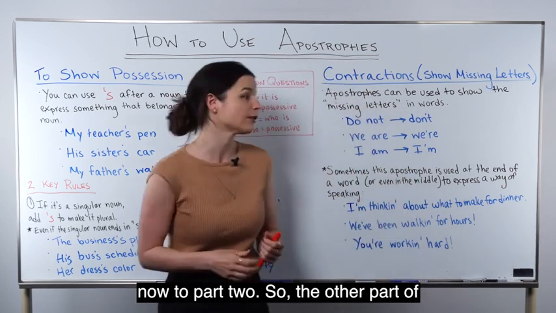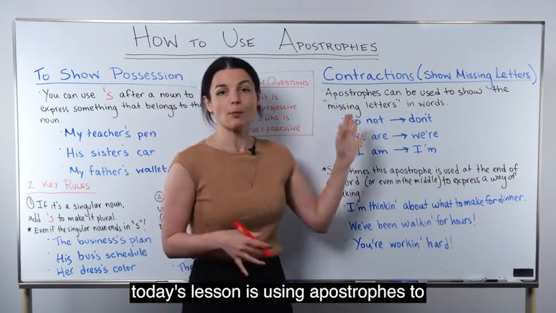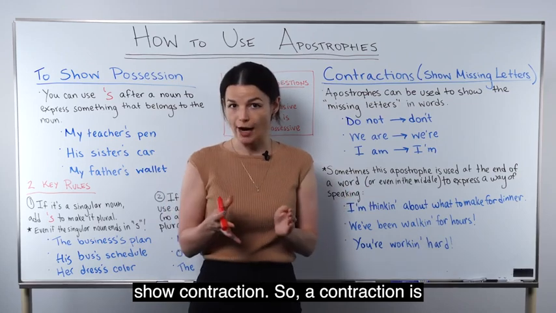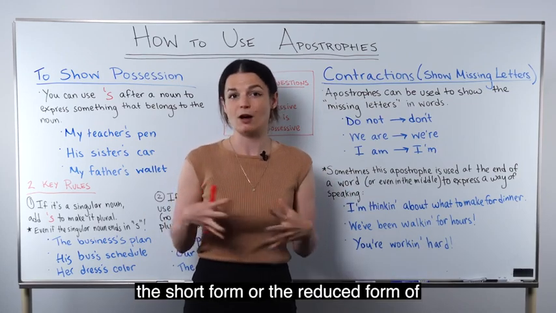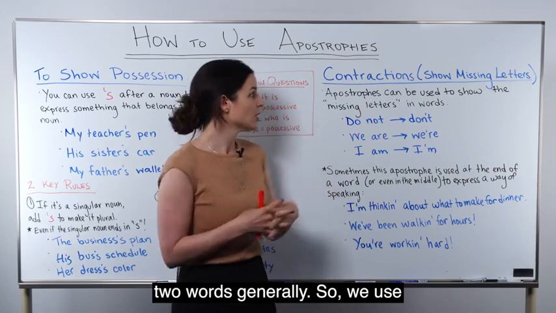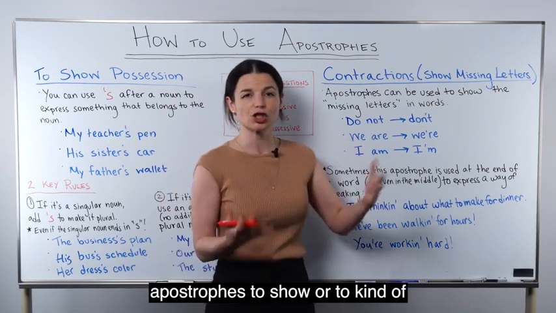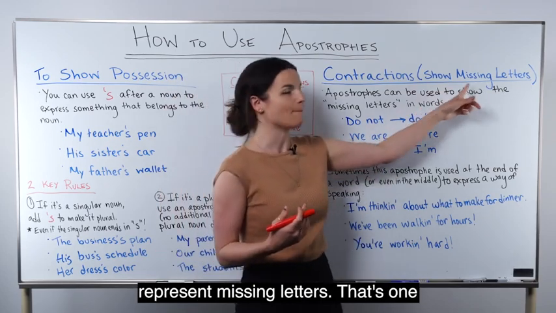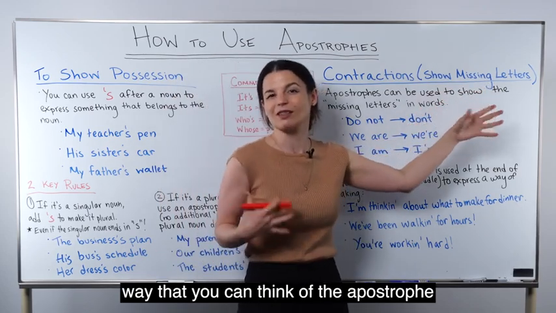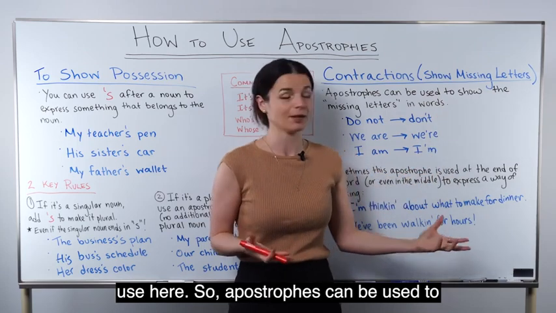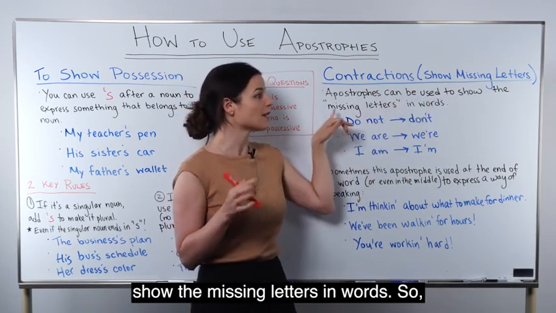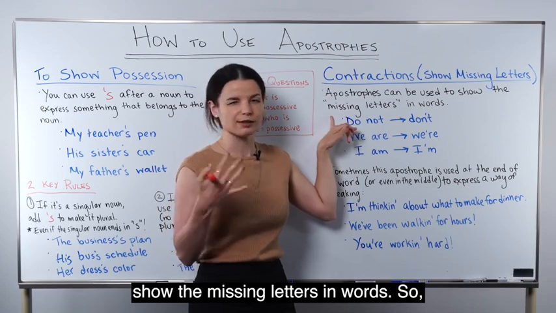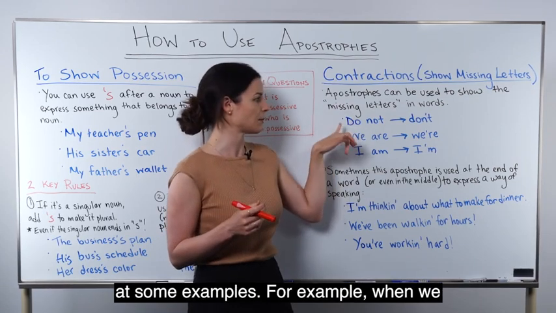So the other part of today's lesson is using apostrophes to show contraction. So a contraction is the short form or the reduced form of two words generally. So we use apostrophes to show or to kind of represent missing letters. That's one way that you can think of the apostrophe use here. So apostrophes can be used to show the missing letters in words. So what does this mean? Let's take a look at some examples.